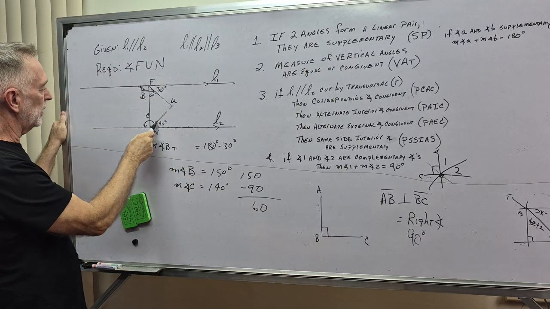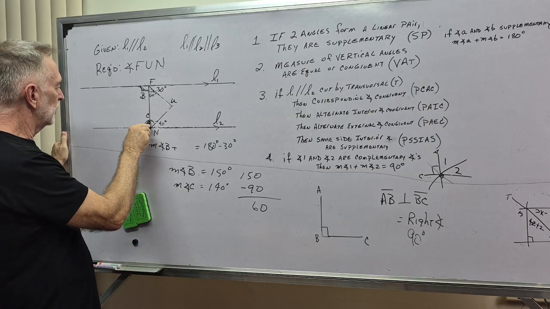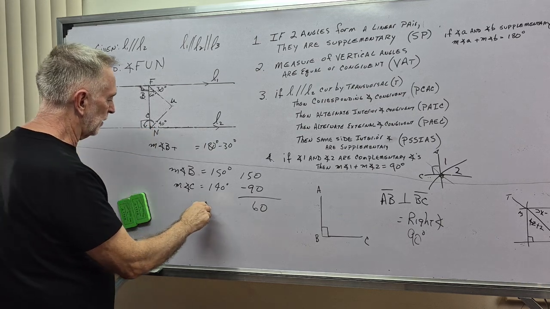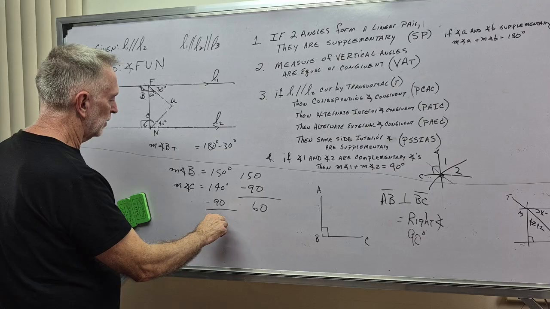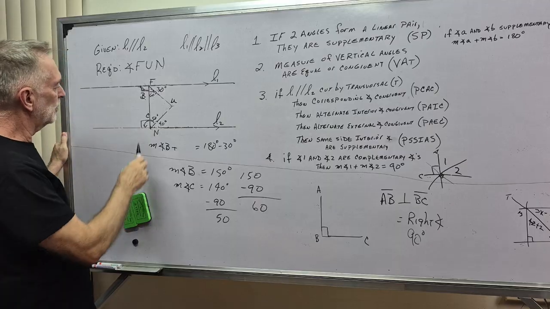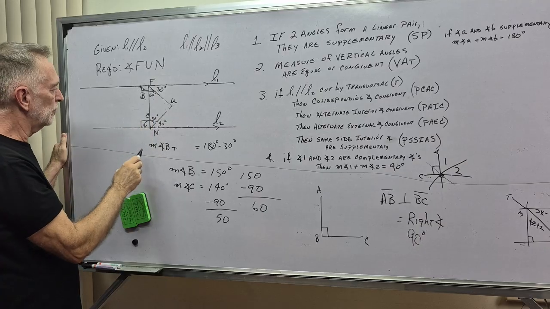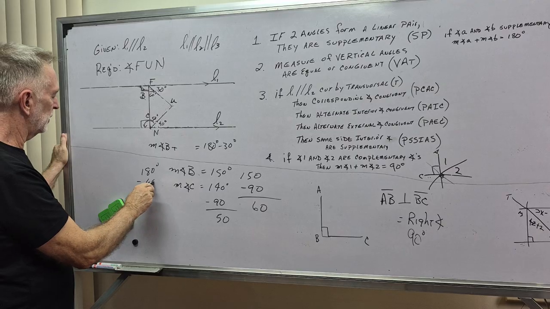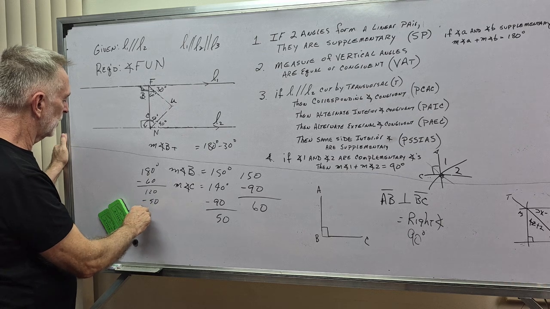If I do the same thing here, I had all of angle C was 140, but this is 90 degrees. So the 140 minus 90 is going to give me 50 degrees. So I have the similar situation, trying to find the sum of all the angles in the triangle, which is 180. So 180 minus 60 gives me 120. 120 minus 50 gives me 70.